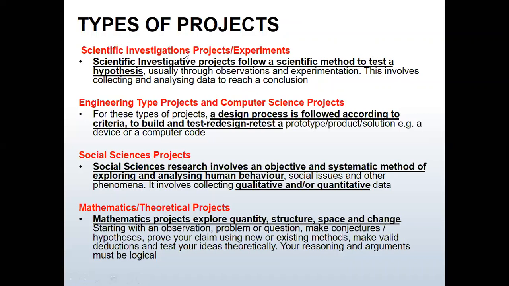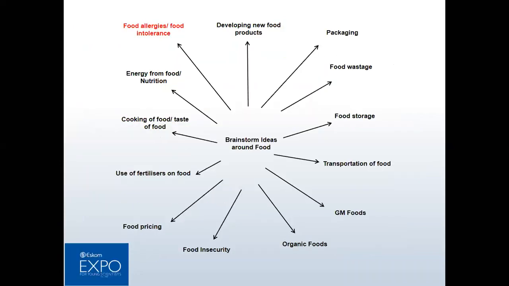The first one is a scientific investigation where you look at testing a hypothesis. The second one, engineering type of project and computer science, where you're looking at the design, build, test process, retesting, and constructing of prototypes. The social science projects look at studying human behavior using either qualitative and quantitative studies. And the fourth type is the mathematics and theoretic projects, which looks at exploring quantity, space, change, and things like that, okay? So I haven't decided yet what type of project I'm going to do.